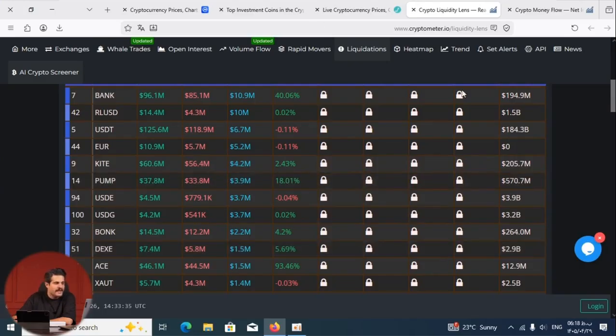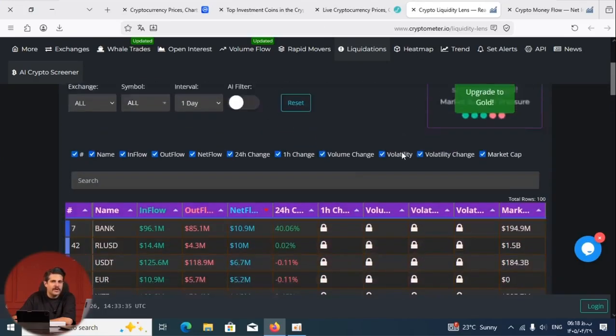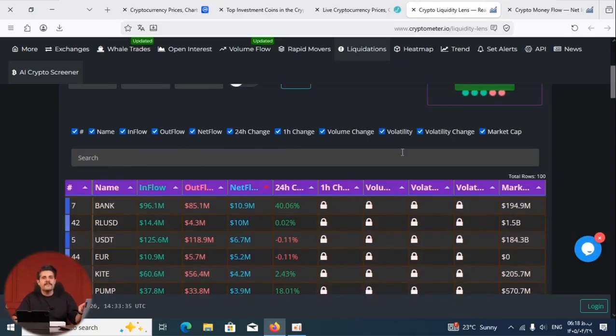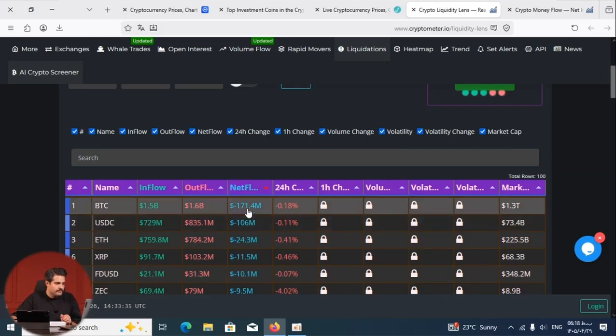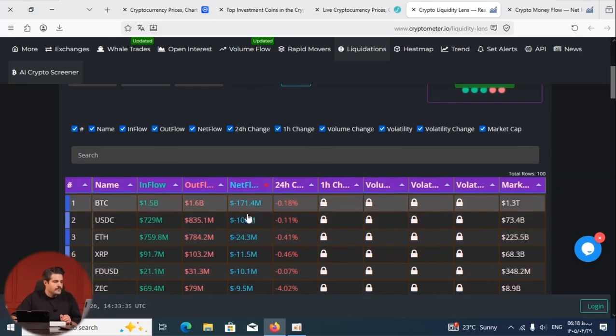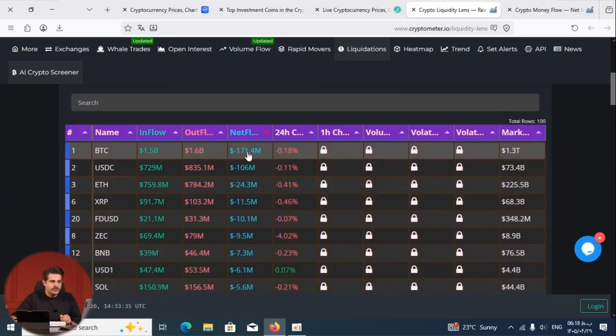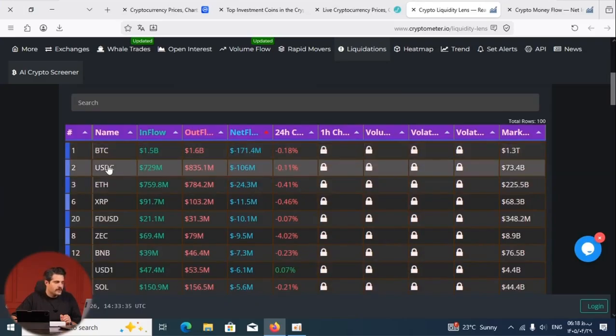So I'll go to my negative watch list, considering the overall conditions and the sense I've gotten from the market. In my opinion, more of our short trades or sell trades could generate returns for us today. I'll go to my sell trades. Bitcoin had a net outflow of $171 million. USDC is the stable coin.